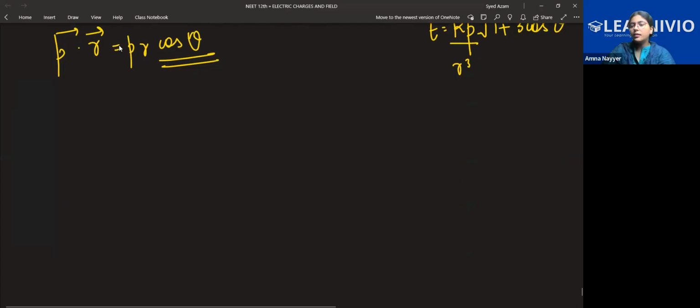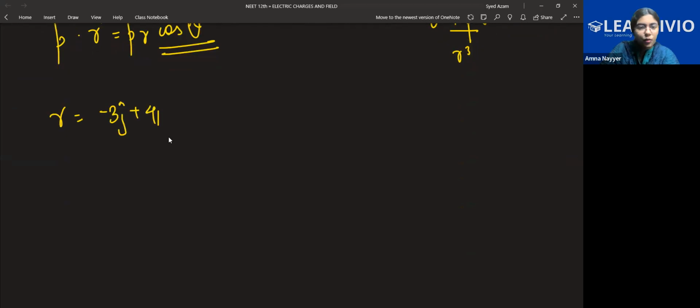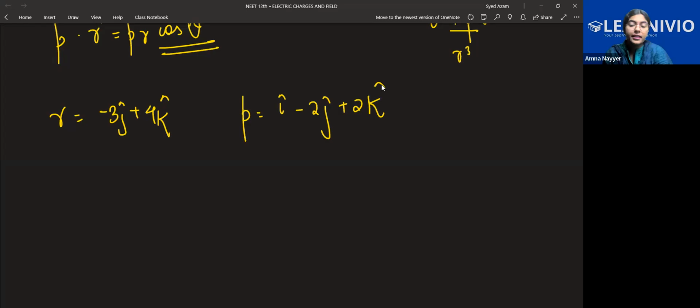So this will be P dot R. What is the dipole given? I cap minus 2 j cap plus 2 k cap. Your position vector is minus 3 j cap plus 4 k cap. Your dipole moment is i cap minus 2 j cap plus 2 k cap. So this is the position vector and this is the dipole moment. So now if I take both of it, not square, dot product of both of it.